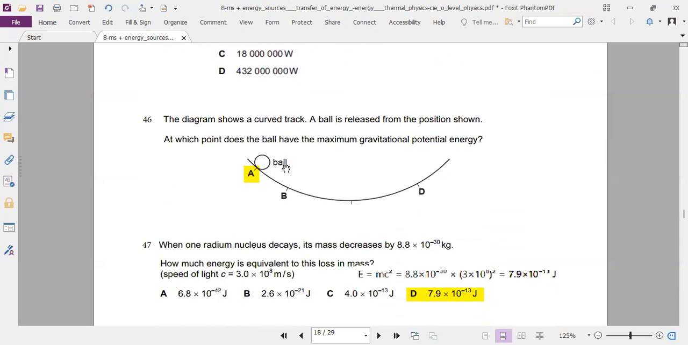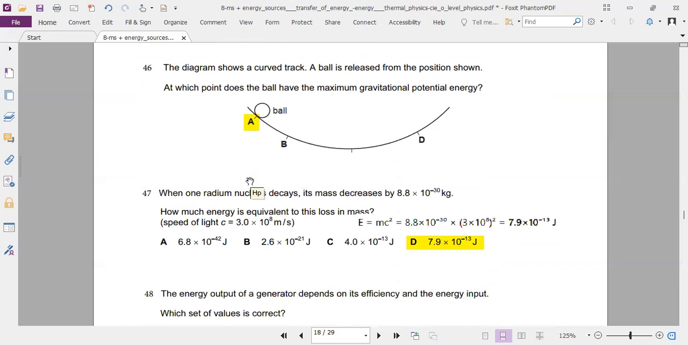The ball is at A, maximum gravitational potential energy. It is where the ball is at the moment. Highest point.